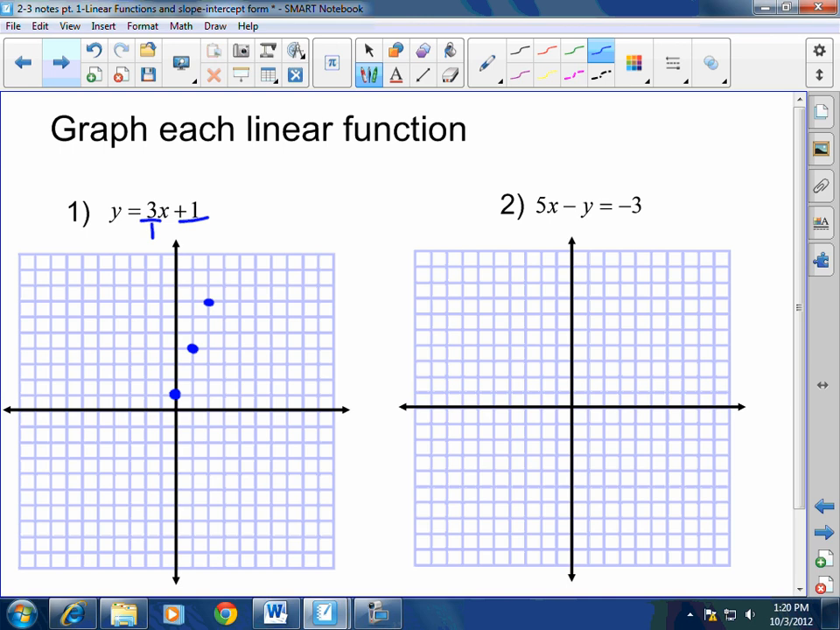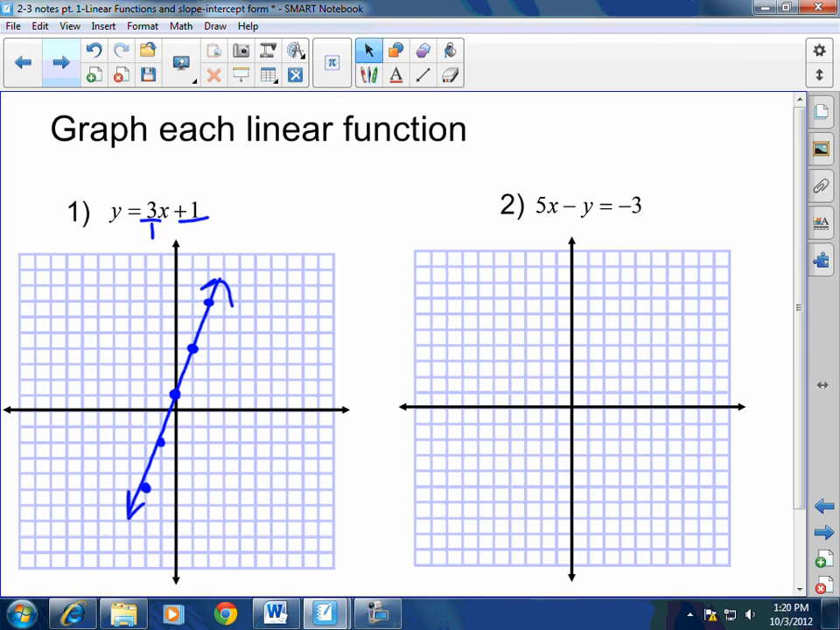Now let's go backwards. When we're going backwards, that's the only time you go to the left. So you would go down 1, 2, 3, over 1 to the left. You always want to have both sides of the equation, the positive side and the negative side.